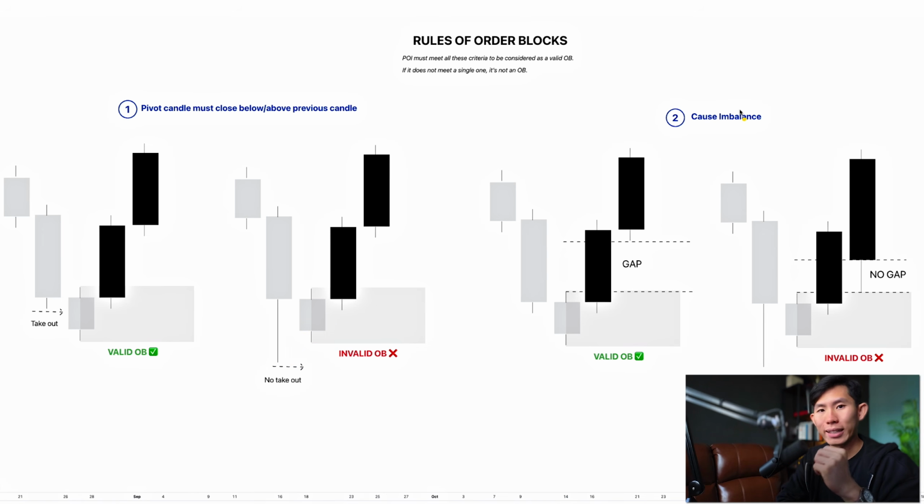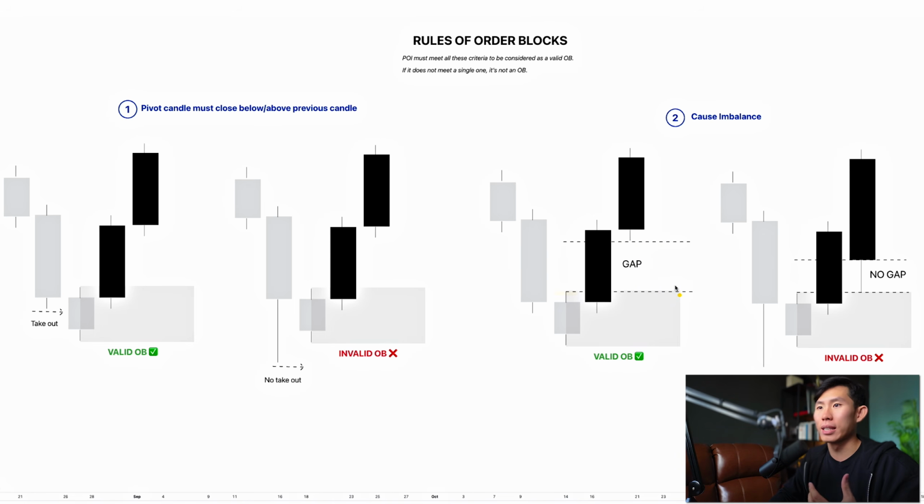The second criteria is that the order block must cause imbalance. What that means is that there must be a gap. How do you know there's a gap there? You basically look at the high of the pivot candle, and then you look at the low of the next candle, in this case right here, and you can see this creates like a little gap that we have right here.